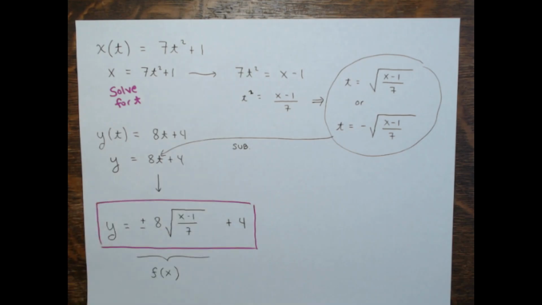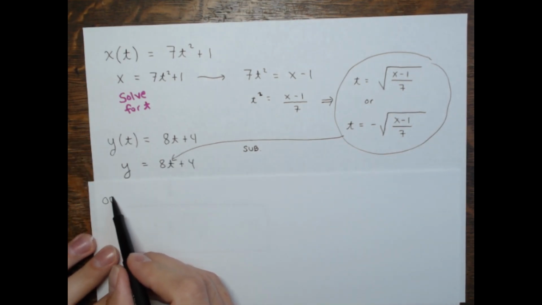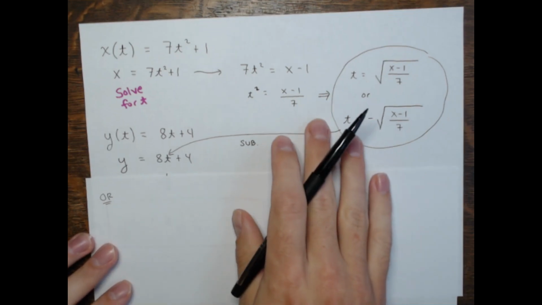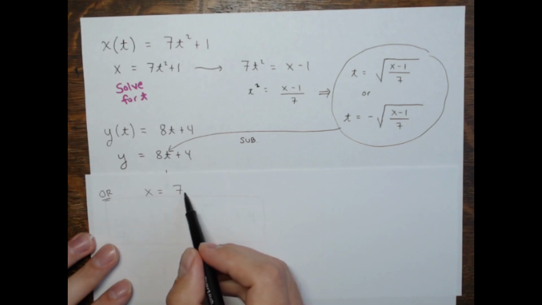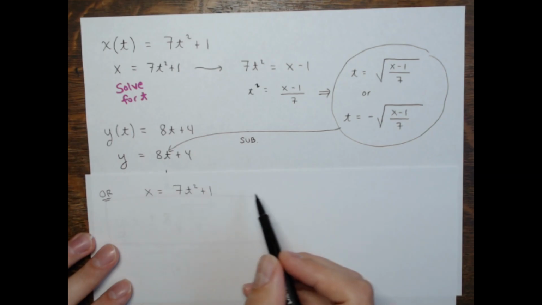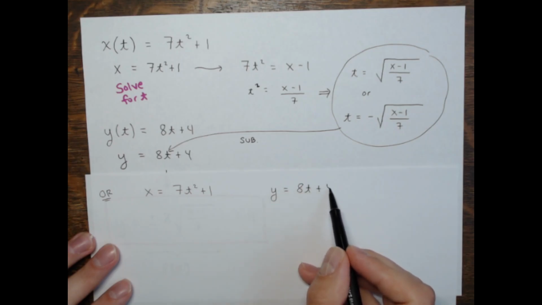Could have also done it the other way around, right? Where instead of having this plus or minus, now again, this is what they want here, the y equals some function of x. But I could have also done this, right? So I'll just say or. This is an alternate version. We had x equals 7t squared plus 1, y equals 8t plus 4.